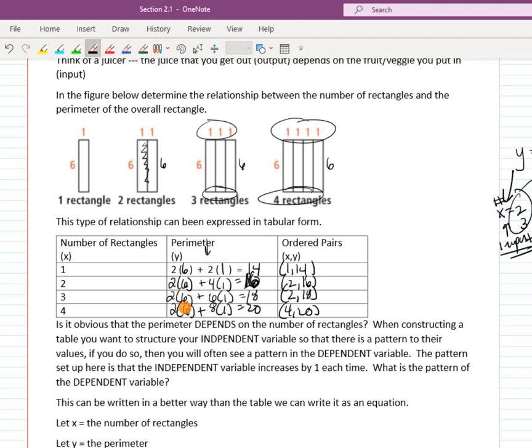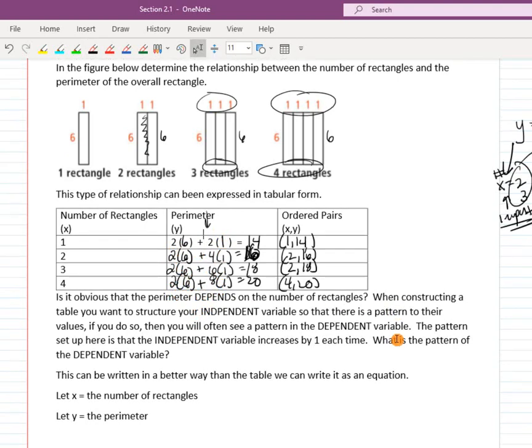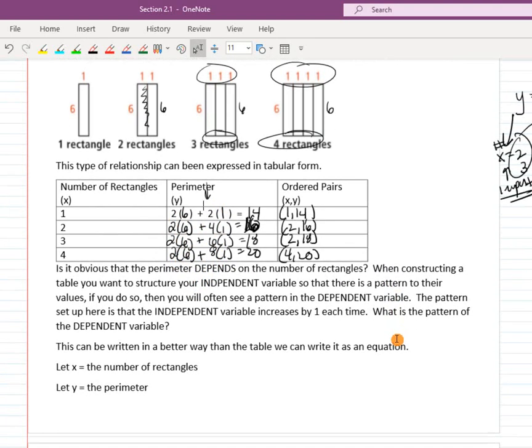Because if you do so, then you will often see a pattern in the dependent variable. So we see a pattern here in the 14, 16, 18, and 20 numbers, increasing by twos. It should have been a 3 here. So our independent variable is increasing 1, 2, 3, 4, and our dependent is increasing by twos. So the pattern set up here is the independent variable increases by 1. What is the pattern for the dependent variable? I just said that they're increasing by 2.